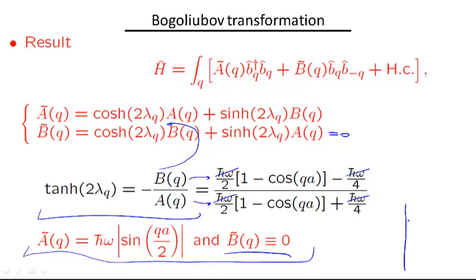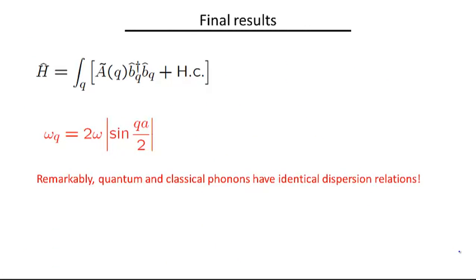So A of q has this form, which is actually a very familiar form. This is A of q, which we have seen before in the classical problem in the context of acoustic phonons, and this is exactly what they are, but now they're quantum phonons. To summarize the result and emphasize a very important point: we have found explicitly a series of linear transformations of the original operators involved in the Hamiltonian, such that the Hamiltonian can be cast in this form, which is the so-called diagonal form of the Hamiltonian.